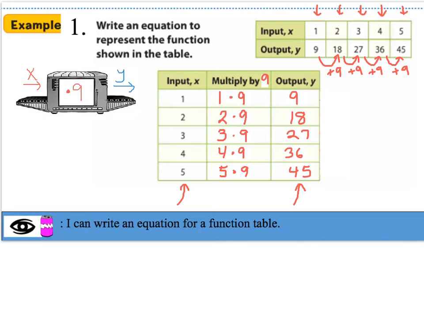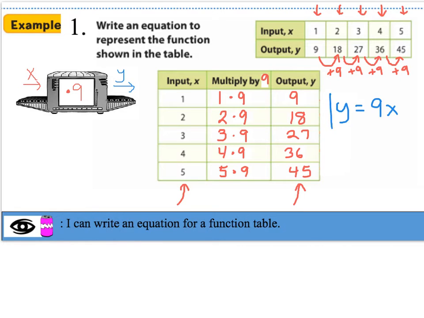How do we get our output value? By using the rule and our input values. So I can write my rule like this. My output value, or my y, has to equal 9 times the input, which is x. The input could be any single number.